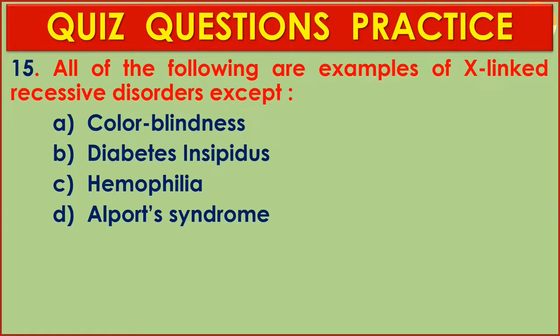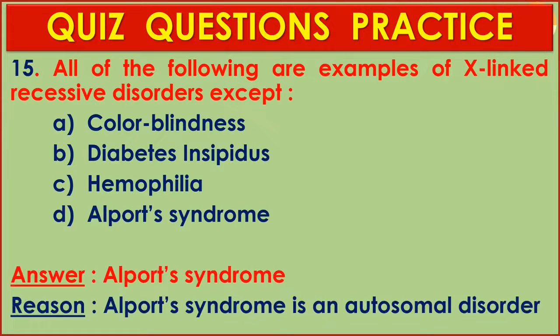All of the following are examples of X-linked recessive disorders except dash: colorblindness, diabetes insipidus, hemophilia, or Alport syndrome. The correct answer is option D, Alport syndrome, because Alport syndrome is an autosomal disorder which is related to somatic cells, while the other three, that is colorblindness, diabetes, and hemophilia, these are X-linked diseases.